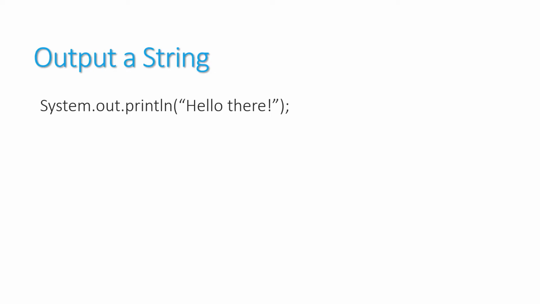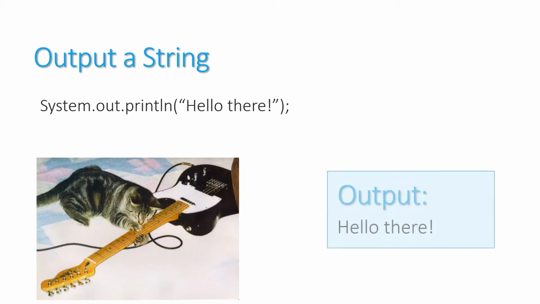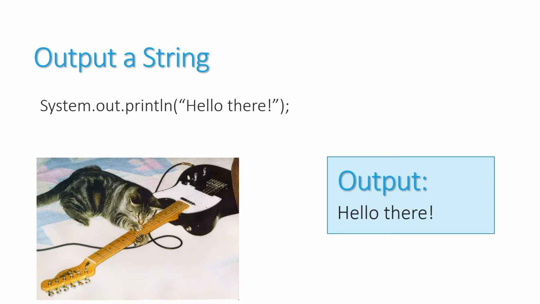To output a string is really easy. You just say System.out.println and put the string in double quotes in the brackets. And don't forget there's a shortcut. You can type SOUT tab in NetBeans and this will get printed for you. System.out.println, and the output will look like this. Just hello there, just as it is in the double quotes.